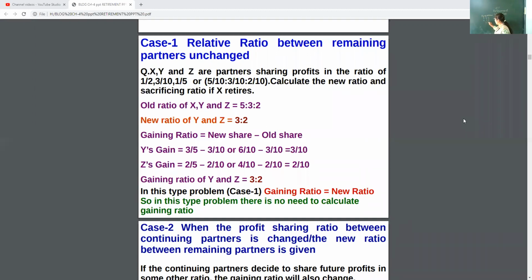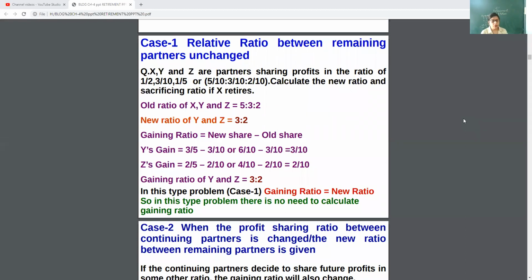So Y and Z. Now in this case, the new ratio and gaining ratio will be the same, NR and GR will be the same, 3 is to 2. This is the first method, my dear children. You can see the slide. Old ratio of X, Y, Z is 5, 3, 2. New ratio of Y and Z is 3 is to 2. Gaining ratio is simple: new minus old, and calculate Y's gain and Z's gain.